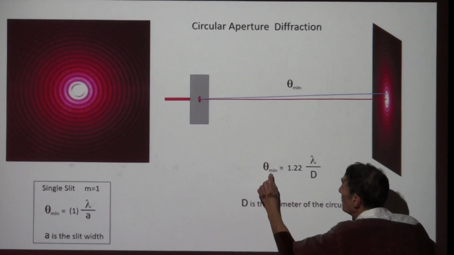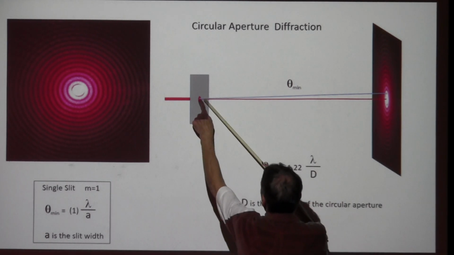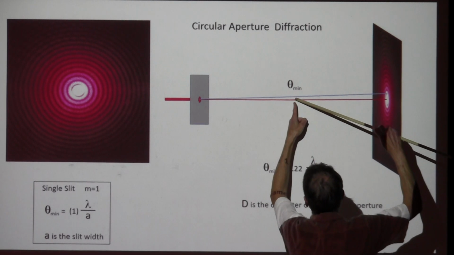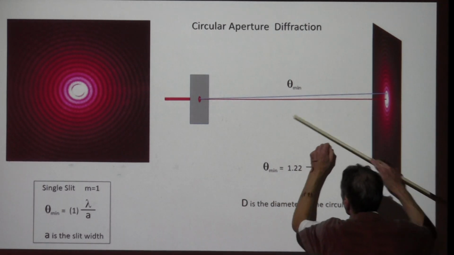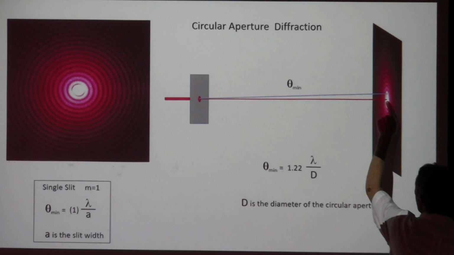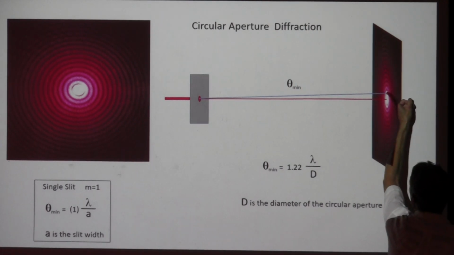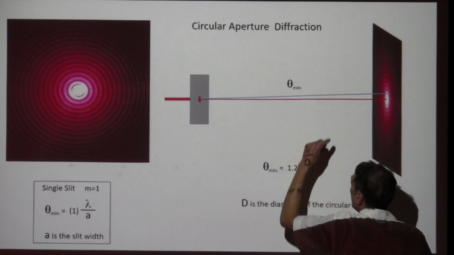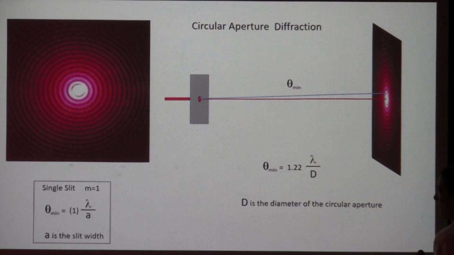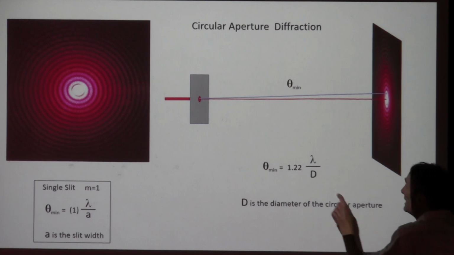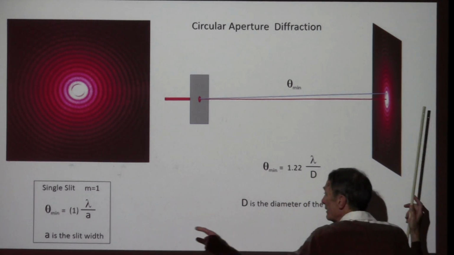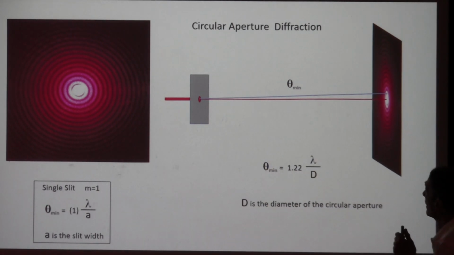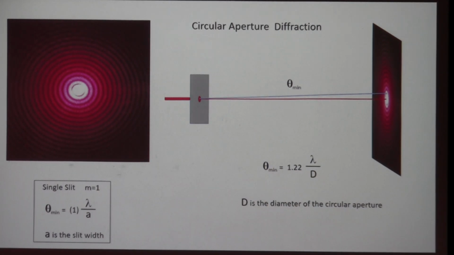So that theta minimum would mean that if we're out here on the screen, theta minimum is going to be the angle between these two rays. One, the central maximum, which is always bright, and then the first minimum, and that's what we're going to focus on. This is going to tell you this tiny little angle that we have between those. And d is going to be the diameter, not the width of the slit, but the diameter of that aperture. Okay, so how do we use this?